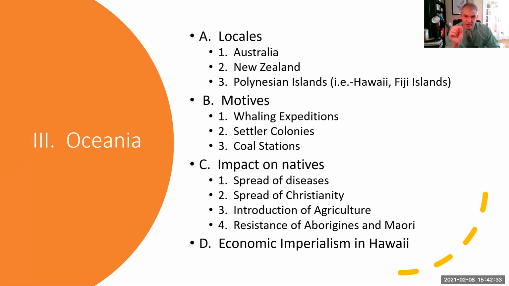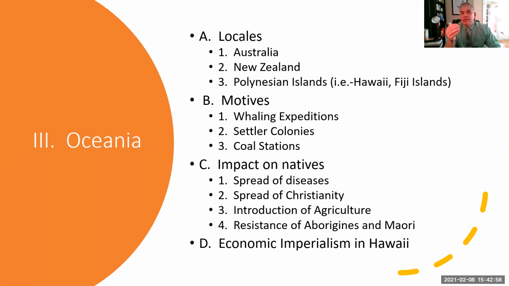So much like the Americas, where natives come into contact with European diseases and we have this significant decline in the population, we're going to see the same thing happen in Hawaii. We're going to see the same thing happen in New Zealand and Australia. The natives are going to come into contact with European diseases, and they're going to be decimated.